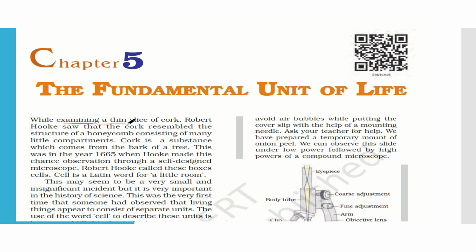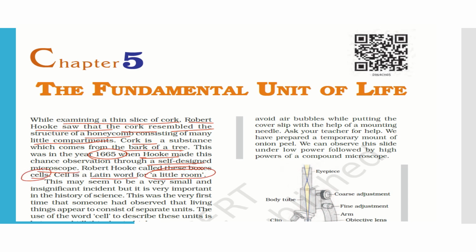While examining a thin slice of cork, what did Robert Hooke notice? He noticed that the cork resembled the structure of a honeycomb because it has many little compartments in it. So cork is a substance. What is cork? It is a substance which is obtained from the bark of a tree. This happened in the year 1665, when Hooke made an observation through a self-designed microscope, right? Robert Hooke called these boxes cells.